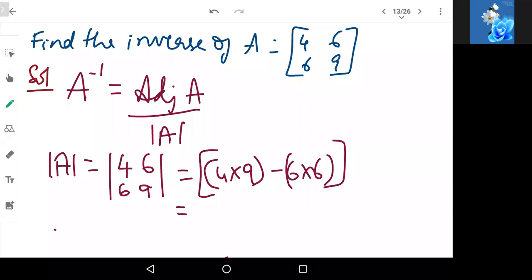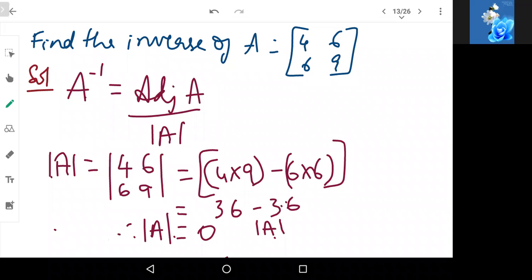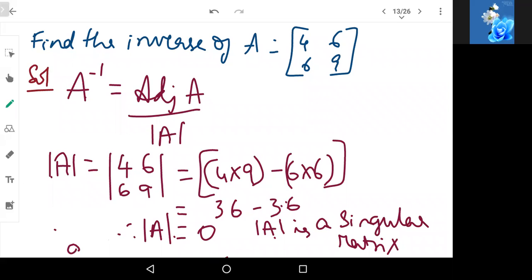Okay. 4 9s are 36 minus 6 6s are 36. So therefore, determinant A is equal to 0. So since determinant A is equal to 0, it means determinant A is a singular matrix and A inverse does not exist. Okay. A inverse does not exist.